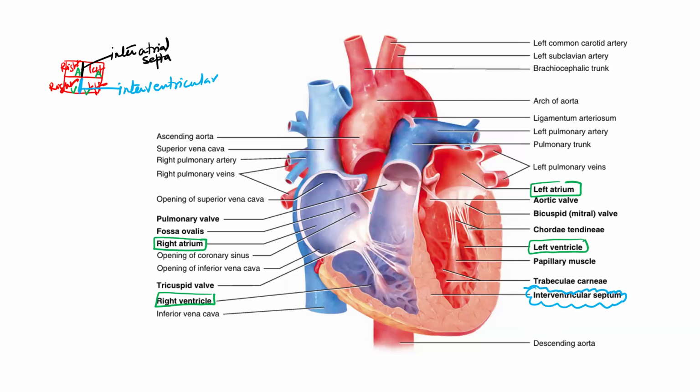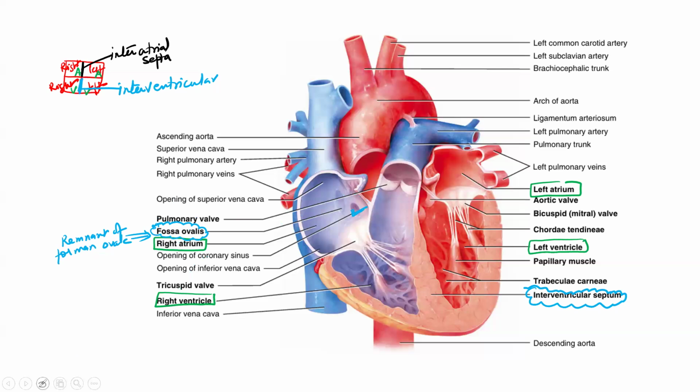Now when the interatrial septum is present, one depression you will find, known as the fossa ovalis. Please analyze the diagram. Fossa ovalis is a remnant of the foramen ovale. Foramen ovale is an opening which was present in the interatrial septum of the fetal heart, which closes immediately after birth. So this depression indicates that it was earlier an aperture, but now it is closed.